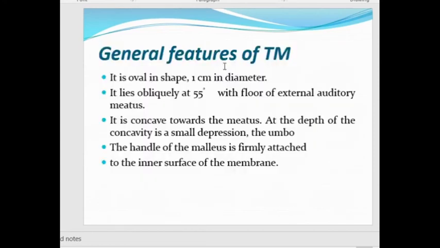Of course, general features of the tympanic membrane: it is oval in shape, its diameter is 1 cm, it lies obliquely at the end of the external auditory canal, making an angle of 55 degrees with the floor of the external auditory canal. On the lateral aspect it is concave, meaning toward the external canal it is concave, and the center of this concavity is called the umbo.